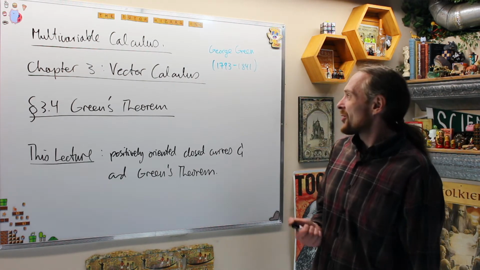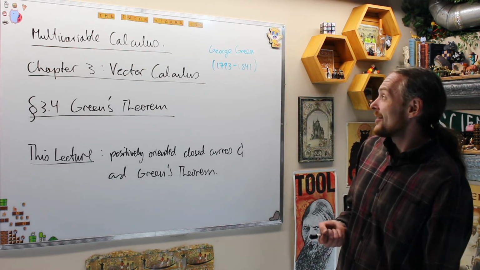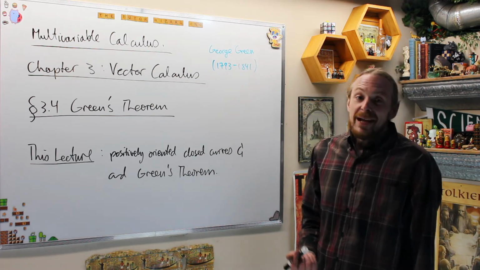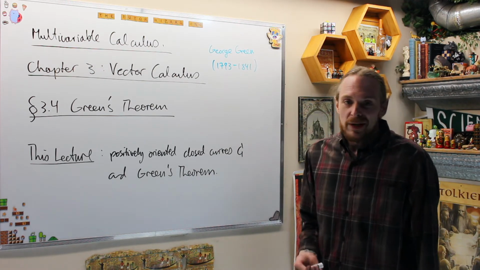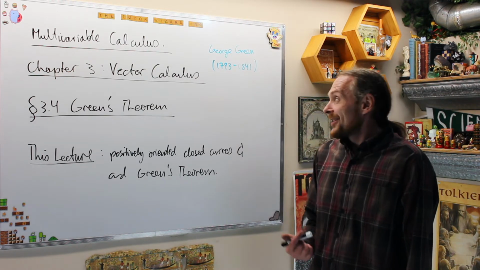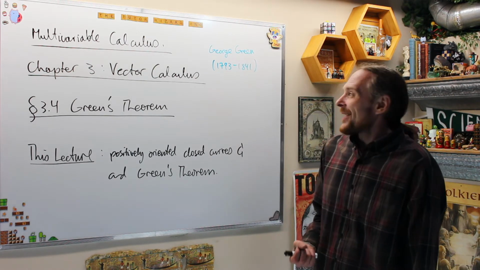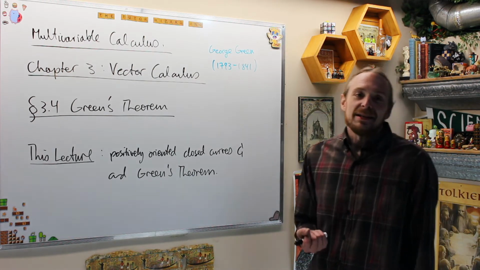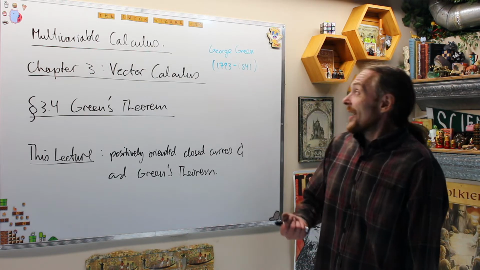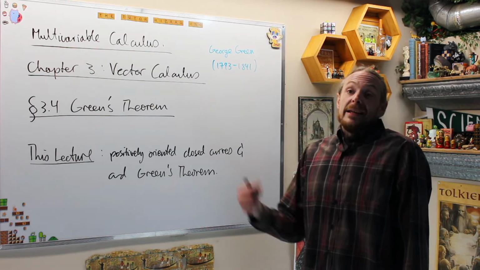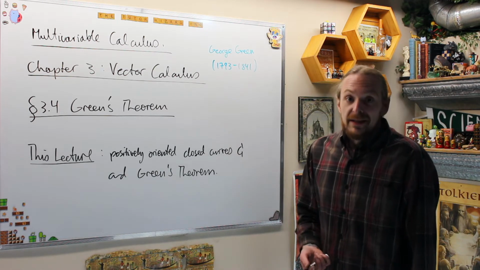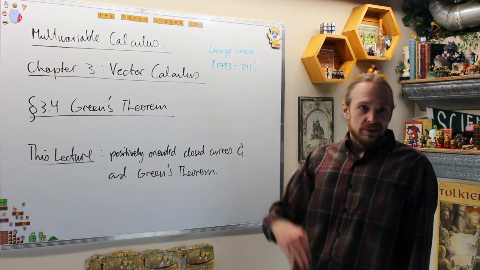So George Green was 1793 to 1841. He was a self-taught English mathematician. By age 9, he was working full-time in his father's bakery and then taught himself mathematics at the library, starting at age 9. He published Green's theorem in his 20s, I believe, but it didn't get much recognition. At age 40, roughly, he went to Cambridge finally and interacted with Lord Kelvin, which is the Kelvin temperature scale.